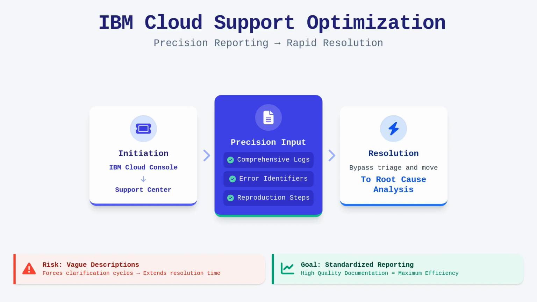Providing comprehensive logs, error identifiers, and a clear description of the steps to reproduce the issue allows technical staff to bypass initial troubleshooting steps and move directly toward identifying the root cause. If you provide vague descriptions, the support team is compelled to spend valuable time requesting clarification, which naturally extends the time to resolution. Efficiency in cloud operations is therefore directly proportional to the quality of the technical documentation you supply at the moment of case creation.